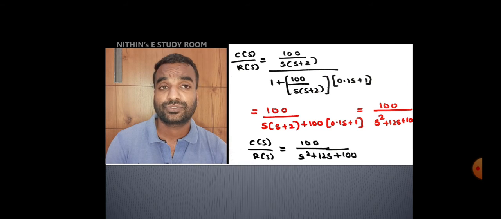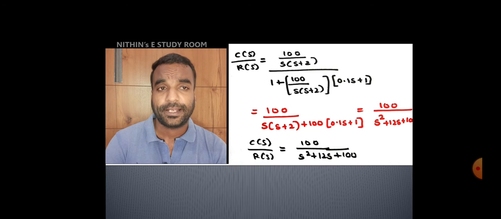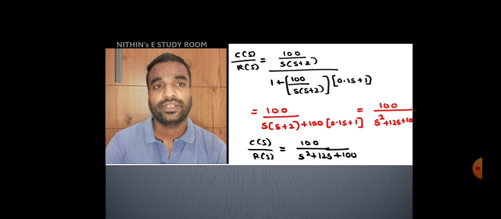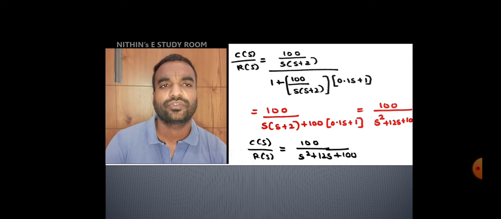100 by s into s plus 2, all divided by 1 plus 100 by s into s plus 2, into 0.1s plus 1. If you solve it, what happens? This s into s plus 2 will move to this side, and the denominator will cancel with this s into s plus 2. So the solution will be 100 by s into s plus 2 plus 100 into 0.1s plus 1. That will give 100 by s square plus 12s plus 100.